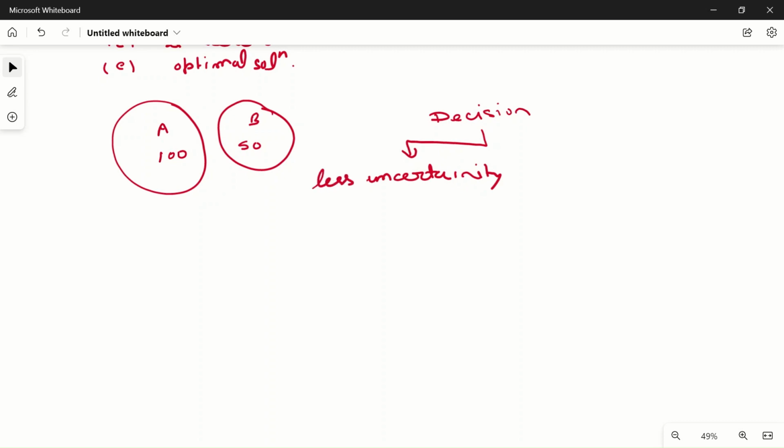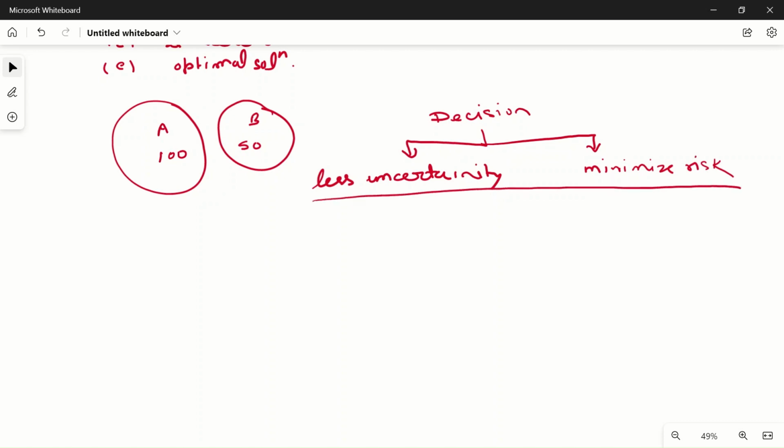Less uncertainty means your decision should not give results which are very uncertain. The outcome of our decisions should not be 100% correct, but at least you should be near to that. And you have to minimize your risk. So this is a scientific way of decision making, so that if you are making a decision to produce this amount of product A and product B, this decision should result in less uncertainty for your company and minimize the risk of your company.